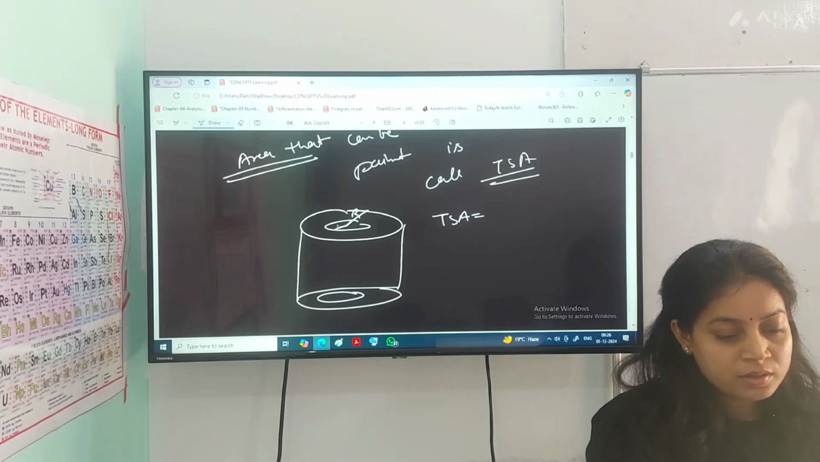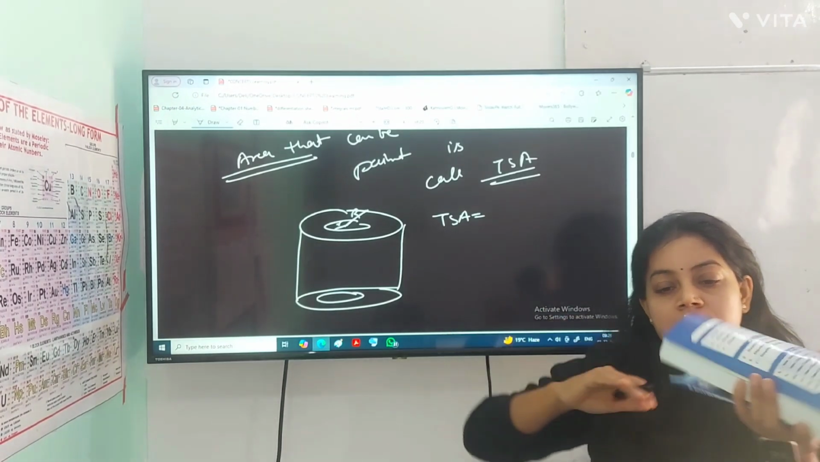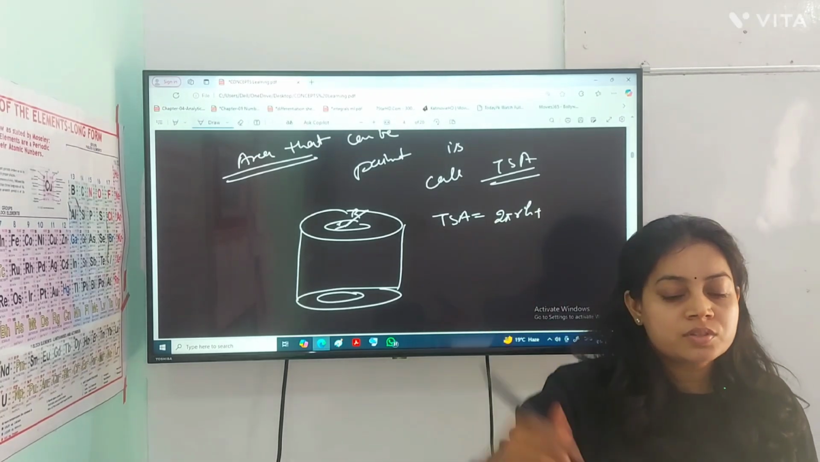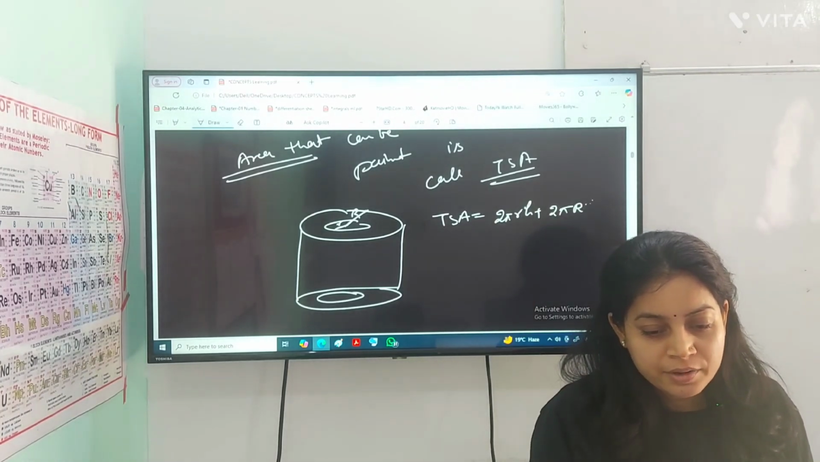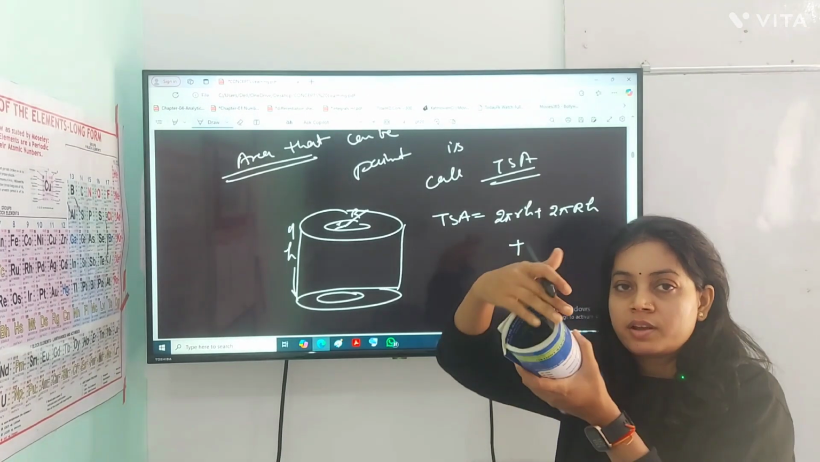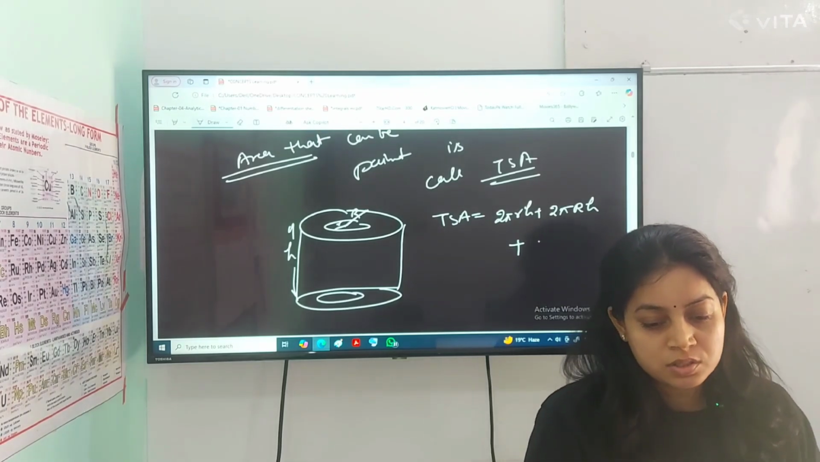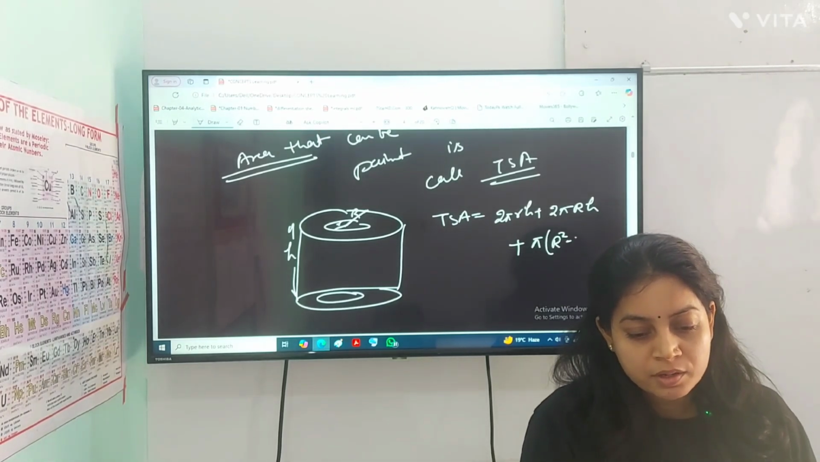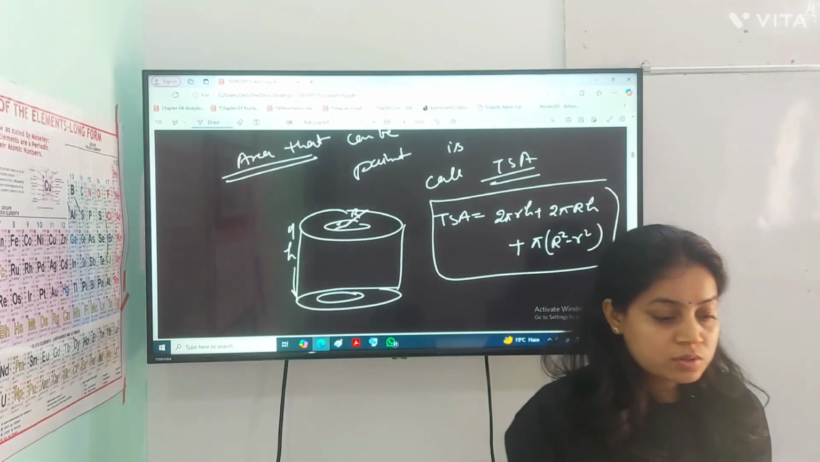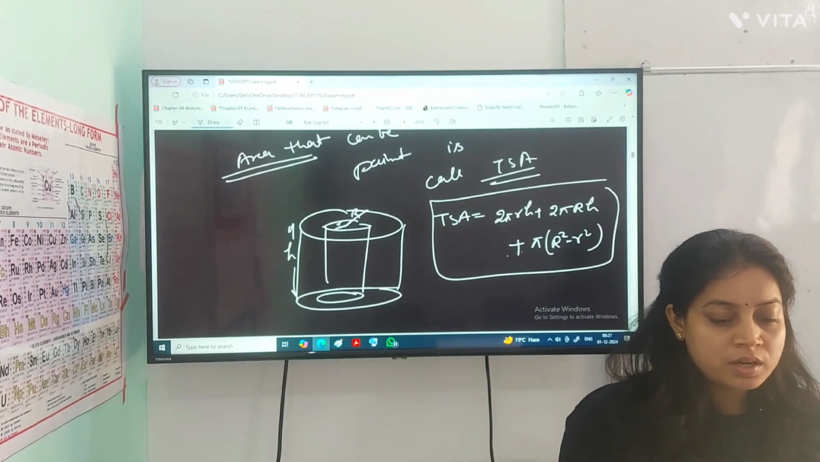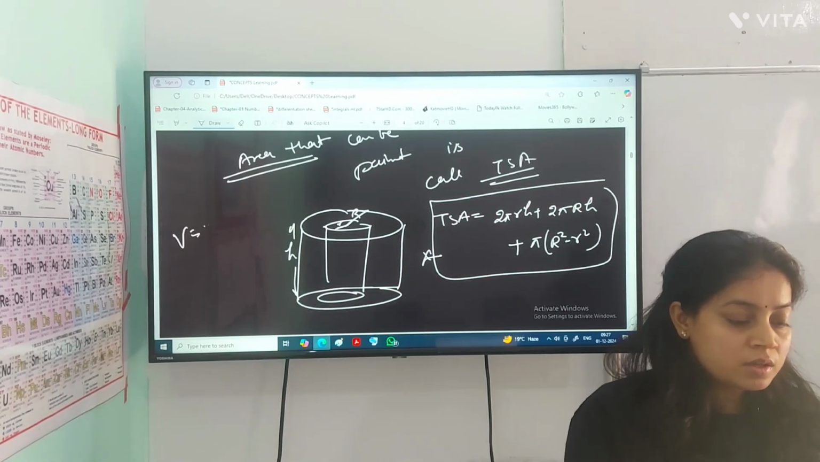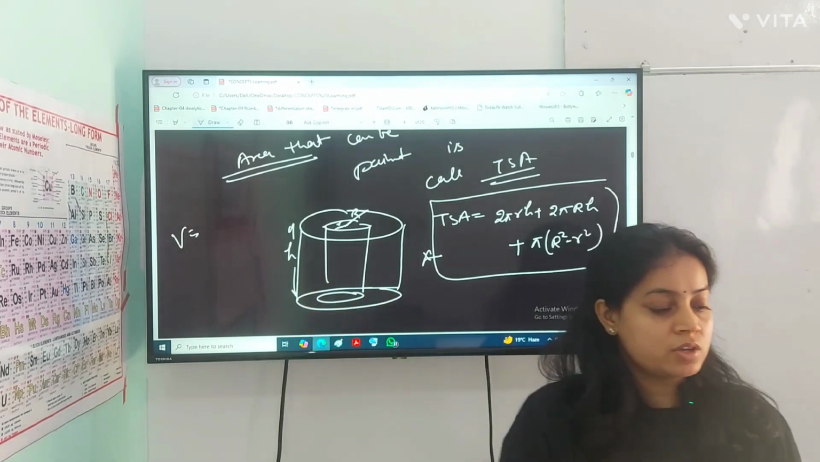So if I write the total surface area of this hollow cylinder, mind it, this is outer radius capital R, inner radius is small r. So inner curved surface area will be 2 pi small rh, and outer curved surface area will be 2 pi capital RH, because height is same and the radii are different, plus the area of the rings, top and bottom area you'll also consider. So pi (R square minus r square) you will add, and you will get the total surface area of this hollow cylinder, right?